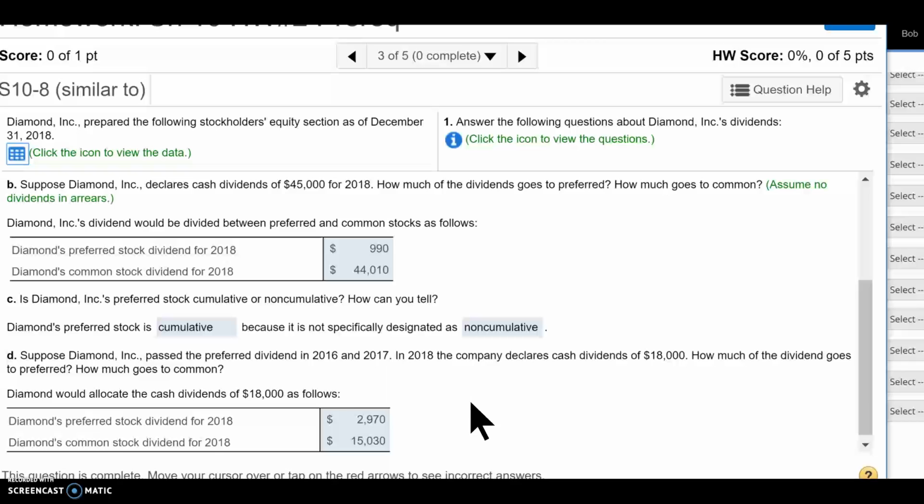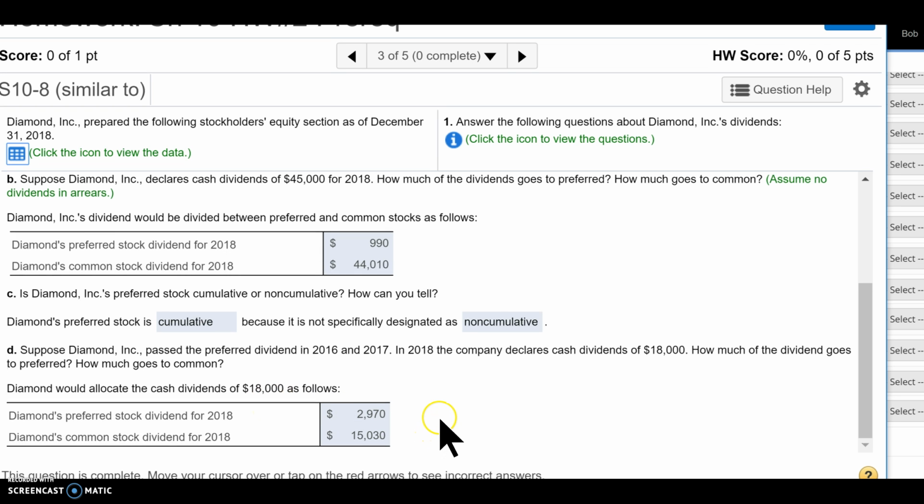So under the case that the company passes the dividend for 2016, 2017, and has money for 2018, those three years, 2016 and 2017, get caught up plus the 2018 preferred dividend. That combined amount is $2,970, and the common dividend gets the balance if we had an $18,000 cash dividend. So that's one of the uniquenesses of preferred, especially the cumulative preferred. Just be aware of that. It's a good concept to know.